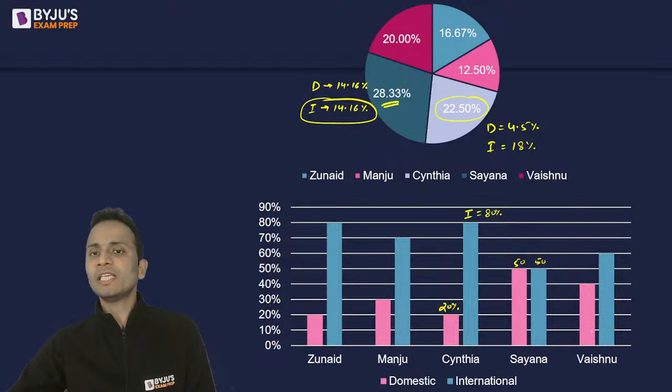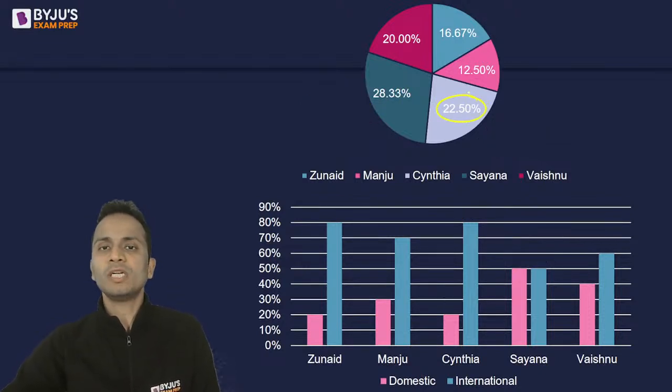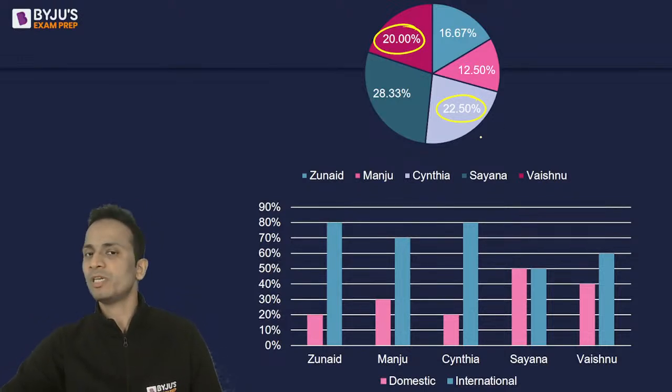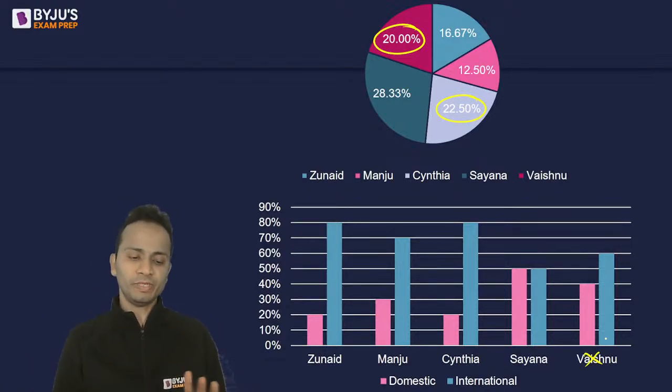Done. Now we will compare Cynthia and Vaishnu. Cynthia's total distance is more than Vaishnu's total distance, and Cynthia's percentage breakup is also more. So I can say that Vaishnu can also not be the answer.